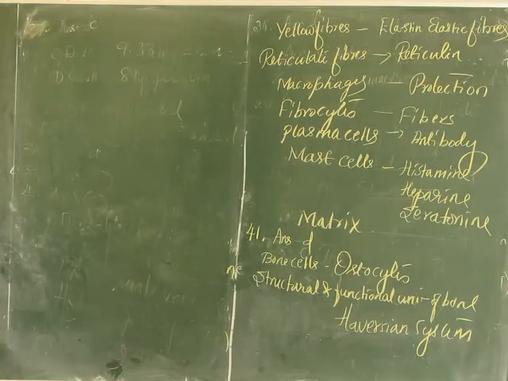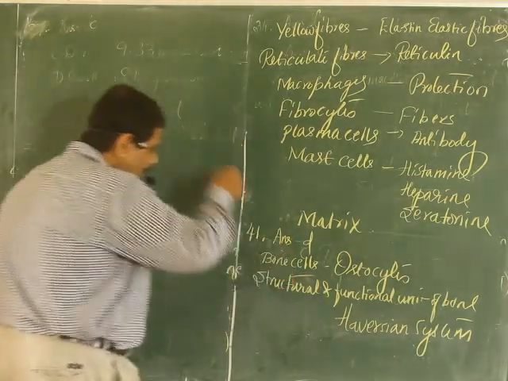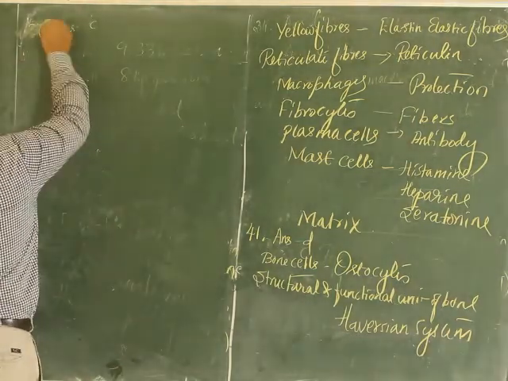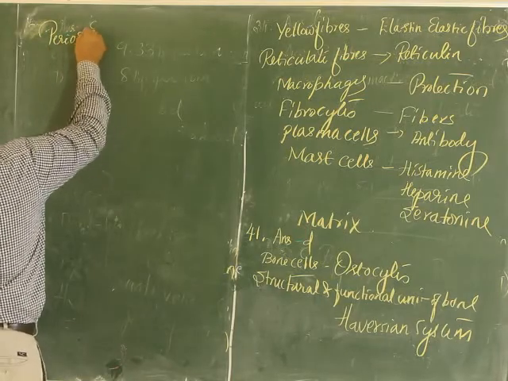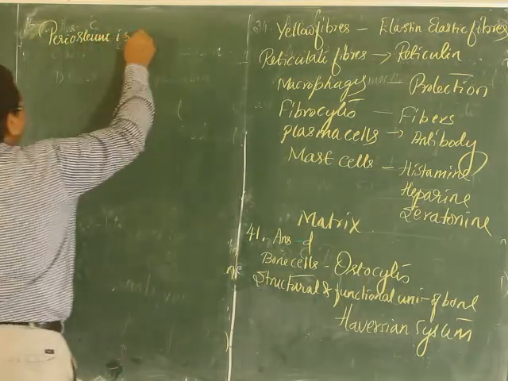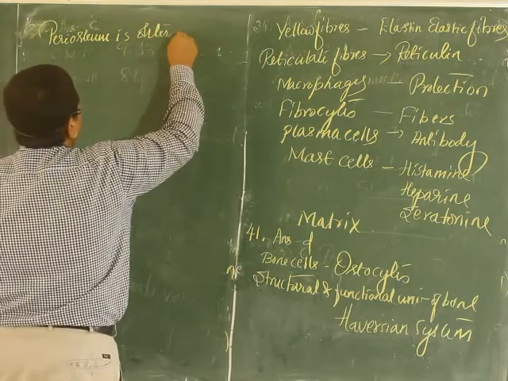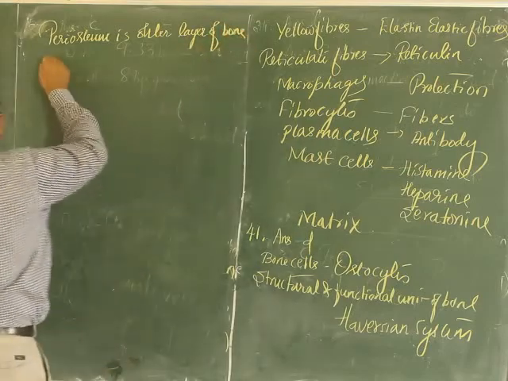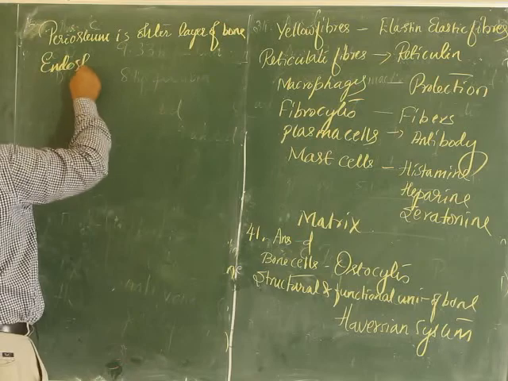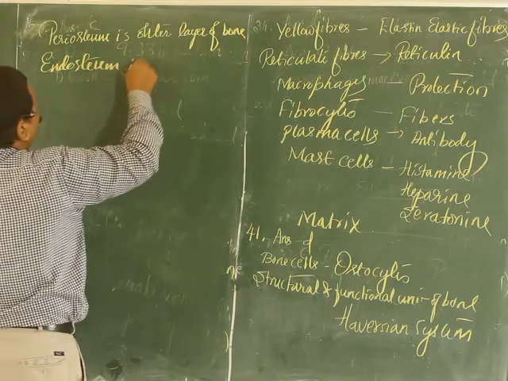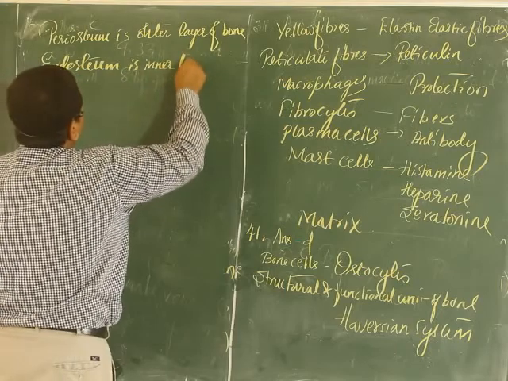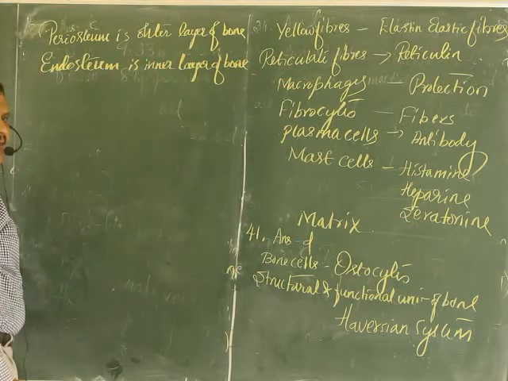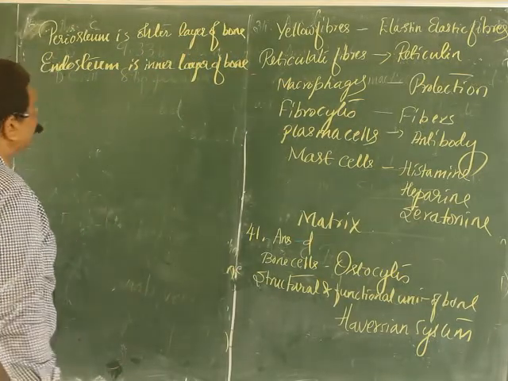I was telling you about bone structure, and here I want to give some more words for you to remember. Periosteum is the outer layer of bone. Endosteum is the inner layer of bone. Periosteum is outer layer of bone. Endosteum is inner layer of bone.